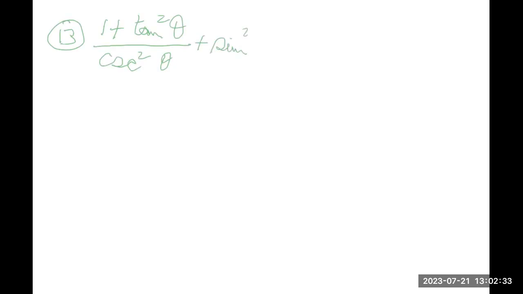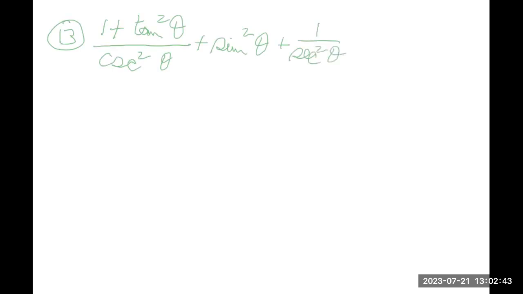Let's look at another similar problem. This is number 13. In this case, the expression we are given is 1 plus tan square theta over cosecant square theta, plus sine square theta plus 1 over secant square theta. And again, we have to simplify this.